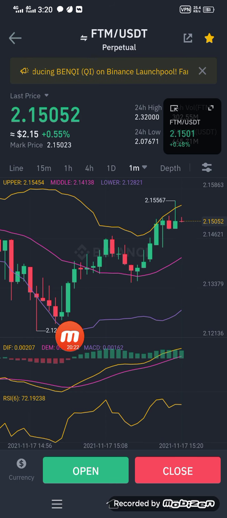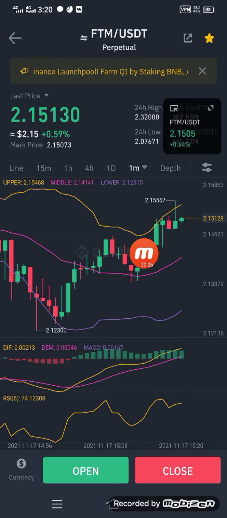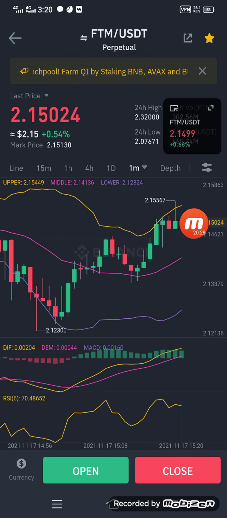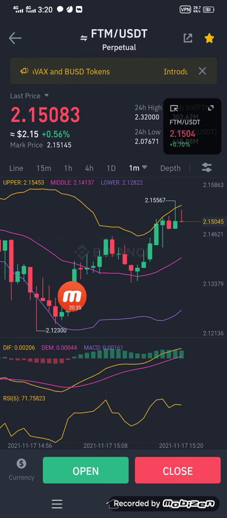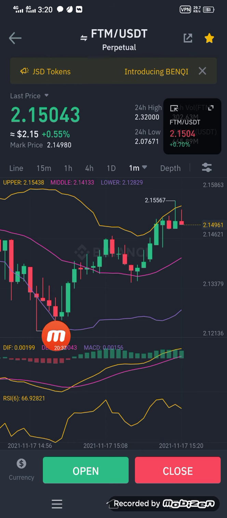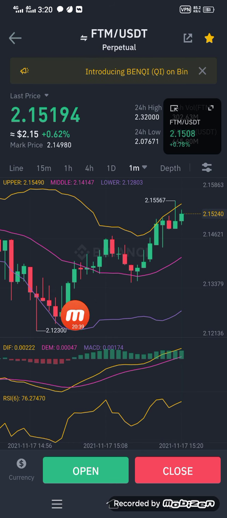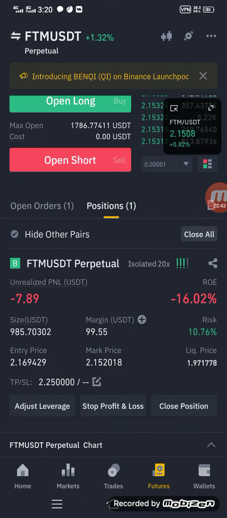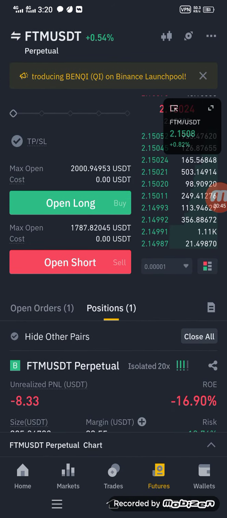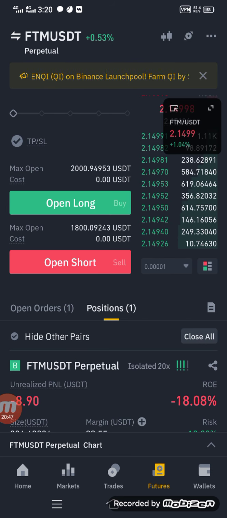Pumping started at 50 AM. Always start with small money, 50 USD. So you see during this time whether it's pumping or dumping. I was going to invest more here, so I will not be in loss. Now see my loss.